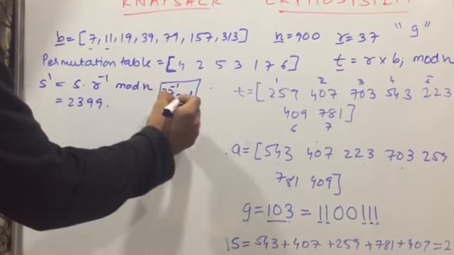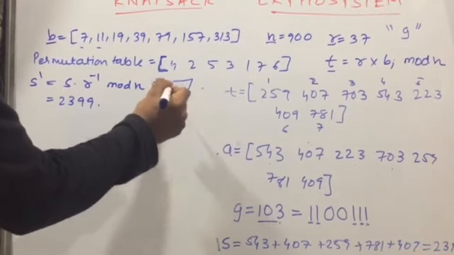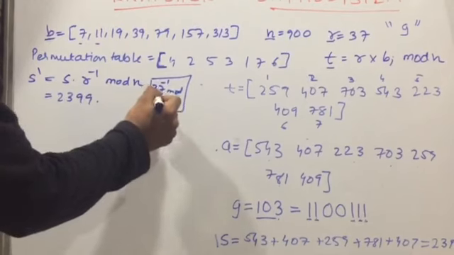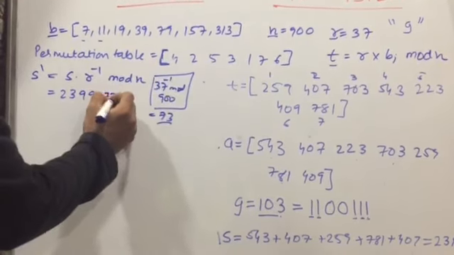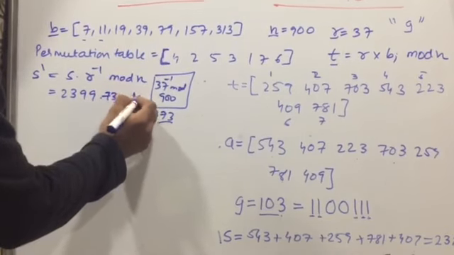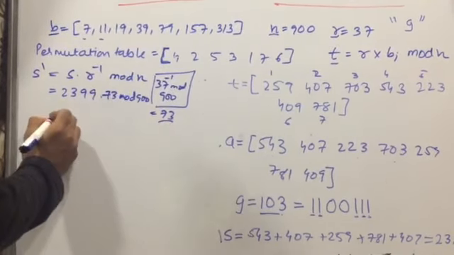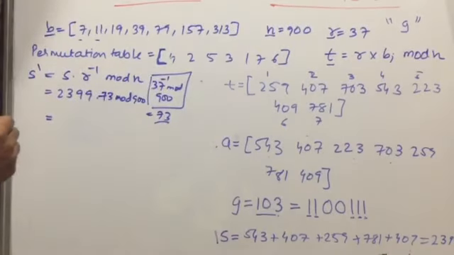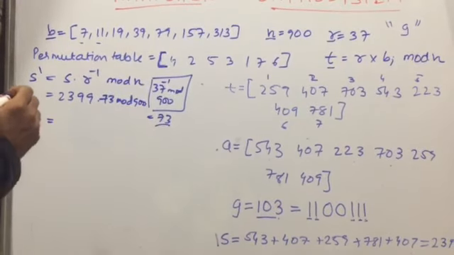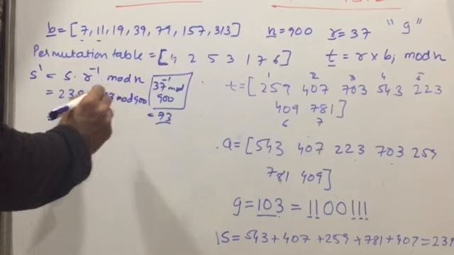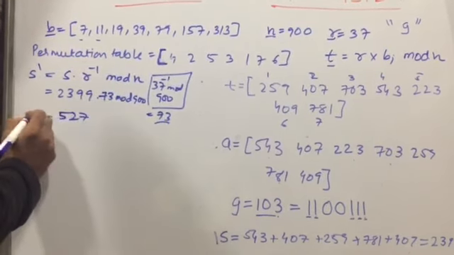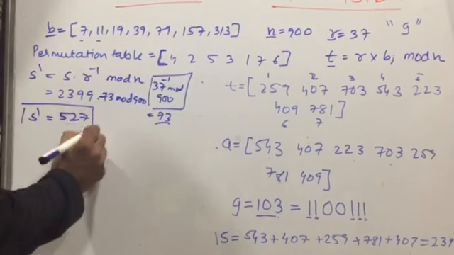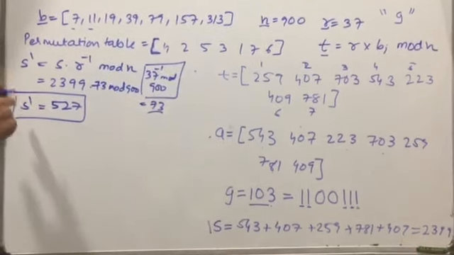Find it by yourself. I have taught you the Euler theorem and inverse using Euler theorem, so you'll get this. So it will be 73 mod 900. So the value of this, 73 into 2399 mod 900, will be 527. So that is the S dash value. Now you got the S dash value.